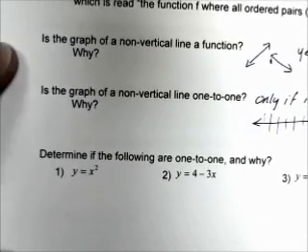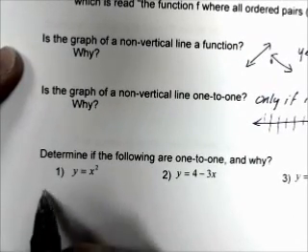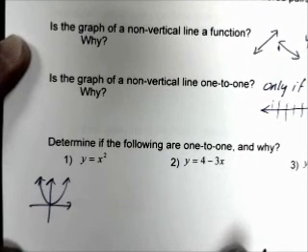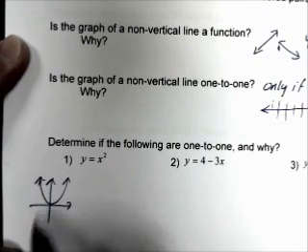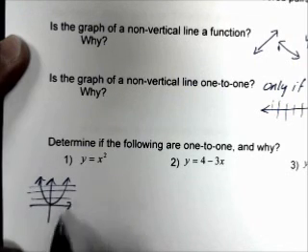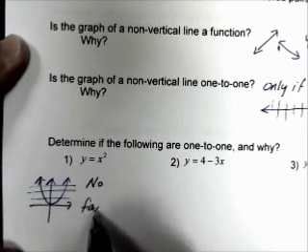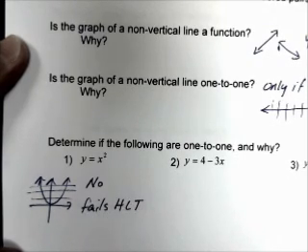Determine if the following are one-to-one and why. Okay, we have y equals x squared. Well, let's just do a quick sketch of this. y equals x squared would be our parabola, right? It is a function. Does it pass the horizontal line test? No. It's not one-to-one. Fails horizontal line test.